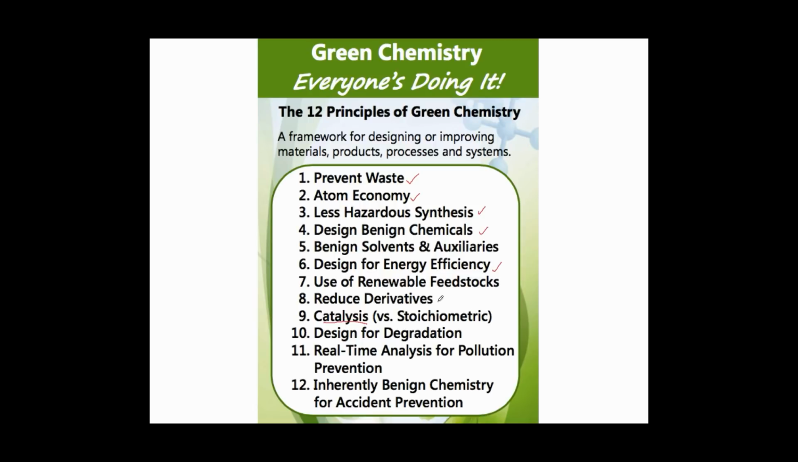renewable feedstock, reduce derivatives, which means trying to reduce the byproducts that may not be useful or that are harmful for the environment. This is again talking about the biodegradable part of the product. You want to think about pollution. This is analyzing it to think about the environment, and of course inherently benign chemistry for accident prevention. This is a very important thing. This relates to the safety of the entire industrial process, to think about what we can do if there is an accident, what we can do to prevent it from harming people or the environment.